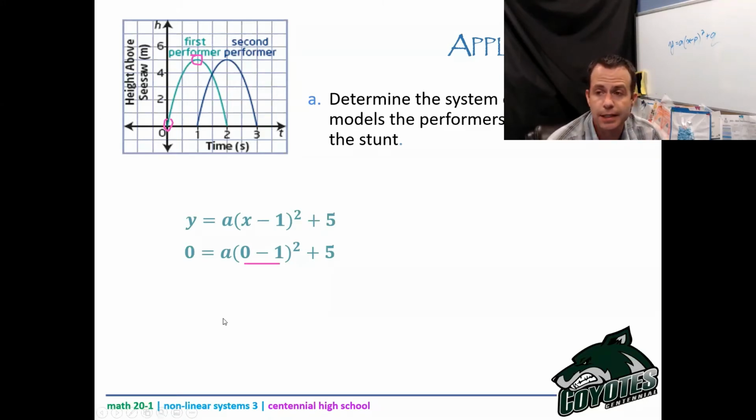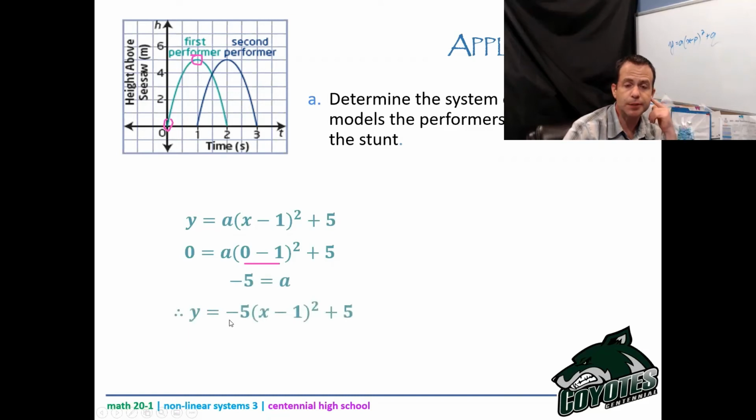So I'm going to get a statement that reads negative 5 equals a, which means the equation for the green graph can be represented by y equals negative 5(x minus 1) squared plus 5. I now know my a value. Okay. Now we're going to do the same thing for the blue graph.